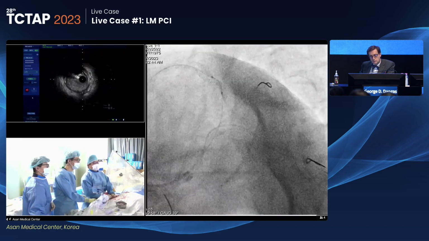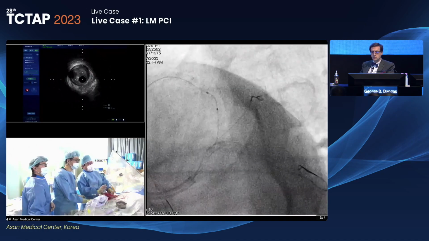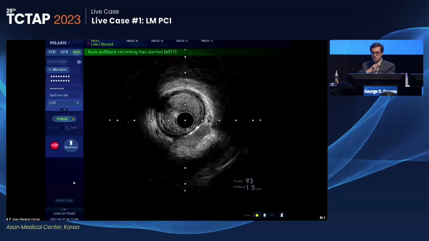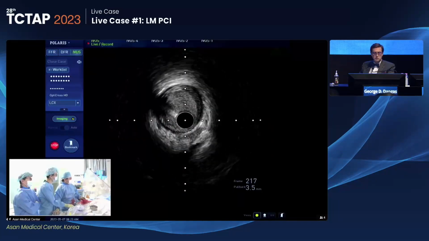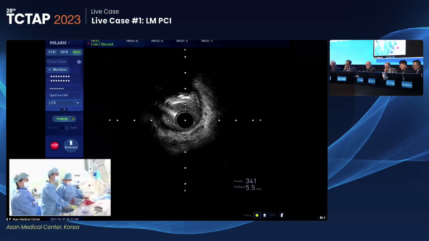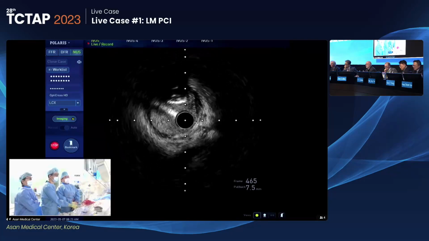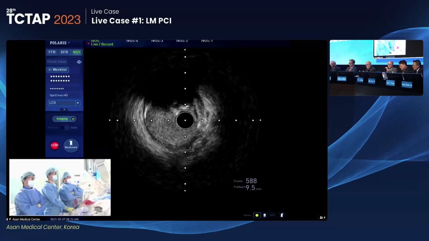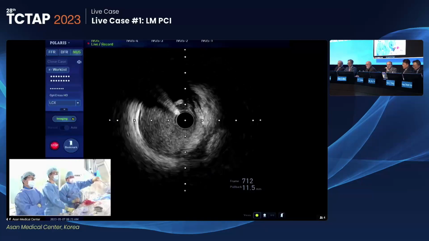So what are you doing now? Okay, I already applied a high pressure balloon to the circumflex because the IVUS could not pass through the circumflex. But fortunately, after dilation with the high pressure balloon, the IVUS could not pass through the distal tight lesion. So this is the circumflex again? Yes, the circumflex again. What size balloon did you use on the circumflex? 2.5 high pressure balloon.